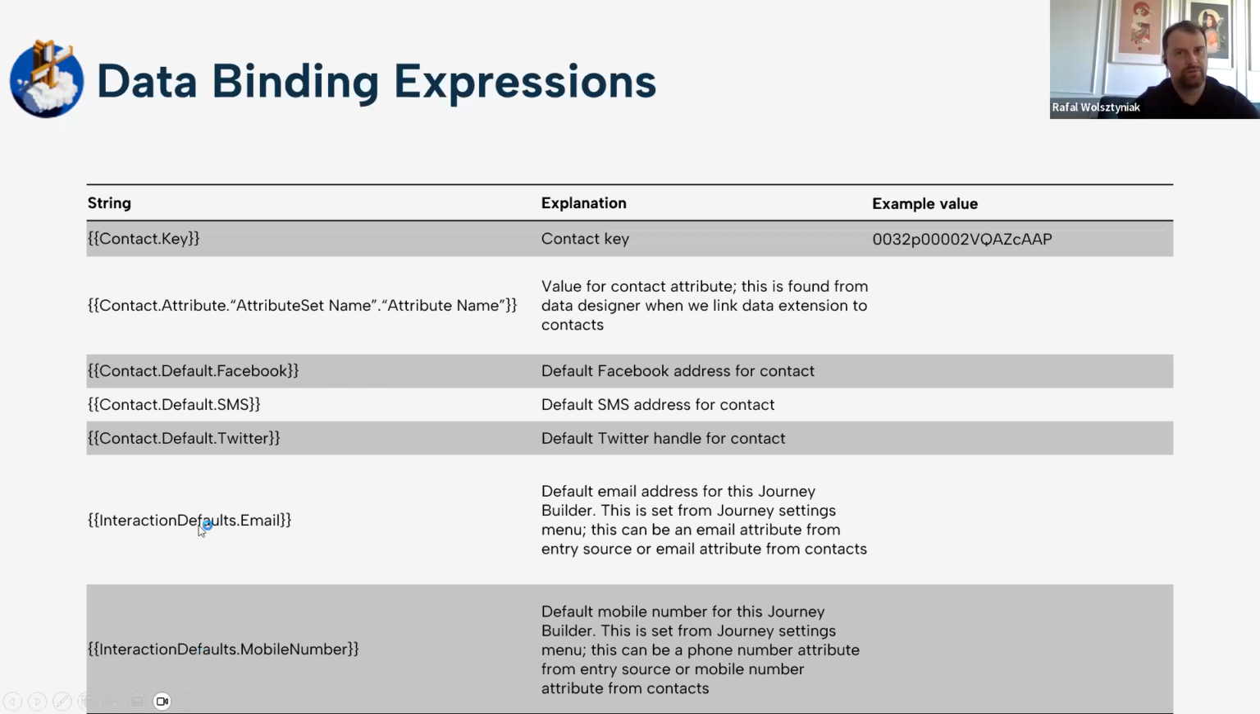So this is something that when you go into the settings of a given journey, you decide if the email address or mobile phone number should be taken from the entry source or the contact data. So this allows you to get that value and also put it into the data extension. Might be useful for some debugging of contacts.